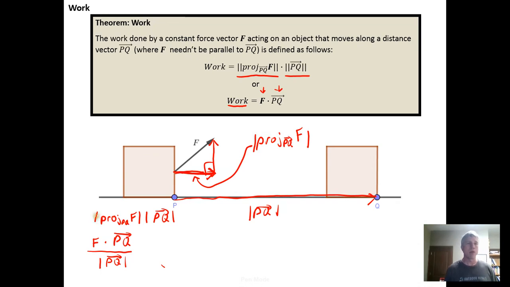So if we want the size of the projection vector, we just need F dot PQ divided by the size of PQ, and then we're multiplying that by the distance PQ, and the distance PQ divided by the distance PQ is 1, and so we get 1 times the dot product F dot PQ. So it turns out if we have the vector form of the force and the vector form of distance, then we can just take the dot product of those two vectors, which is incredibly easy to do from a calculational standpoint.